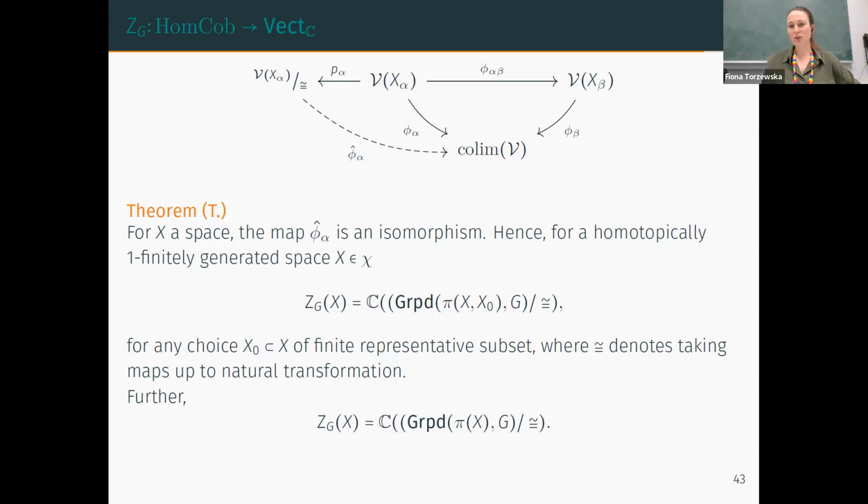And so what we do by this construction is show, this last result on this slide says that actually this colimit gives the same thing as considering groupoid maps from the full fundamental groupoid and taking those maps up to natural transformation. So this really says that what we get by doing this different construction actually is the same as a specialization of the Quinn finite total homotopy.